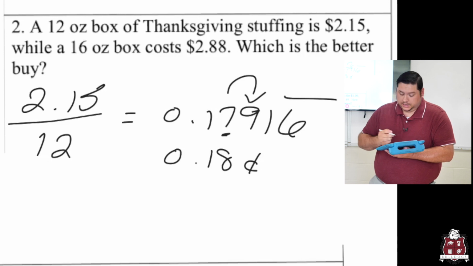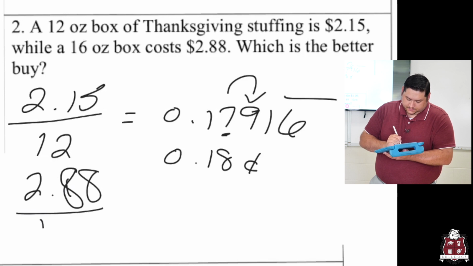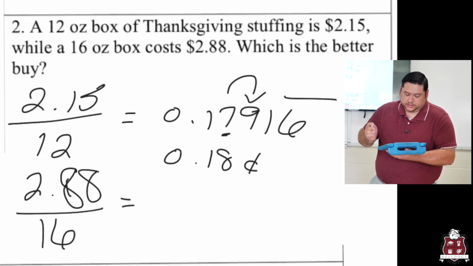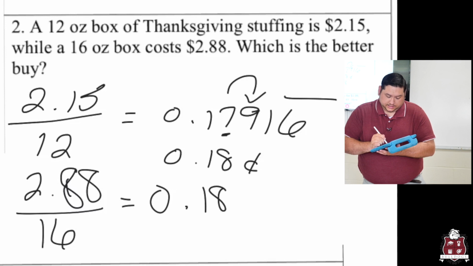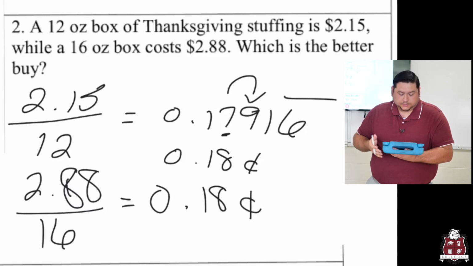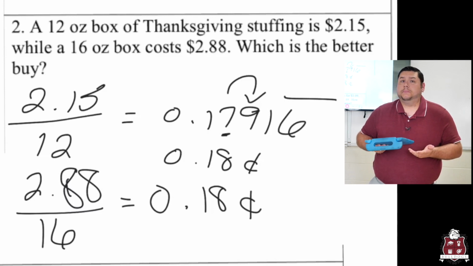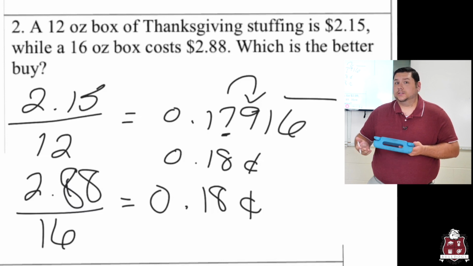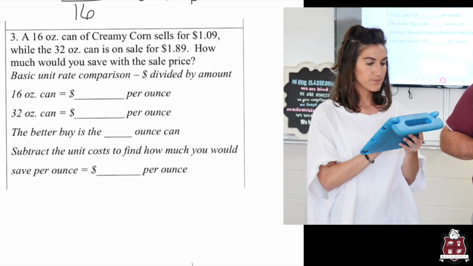Let's compare to the 16-ounce box. The 16-ounce box costs $2.88. When I say $2.88 divided by 16, I get an exact 18 cents per ounce. So if I look at this problem, I get 18 cents per ounce either way. So I guess the better buy depends on, do you need 12 ounces of stuffing or 16? How big's your family? Let's look at another problem here.